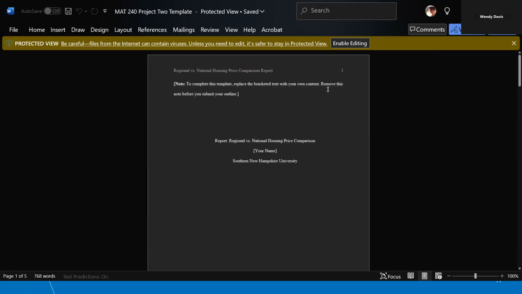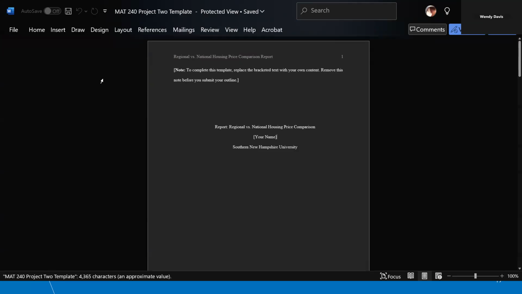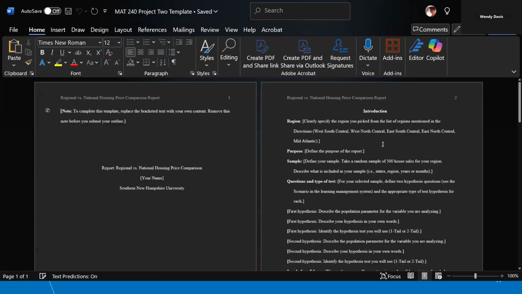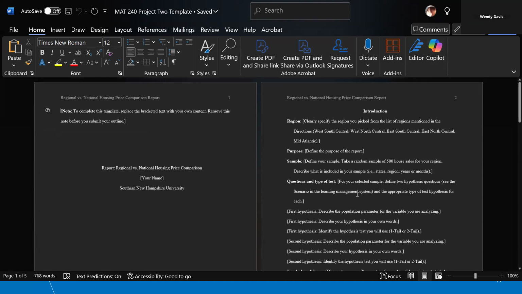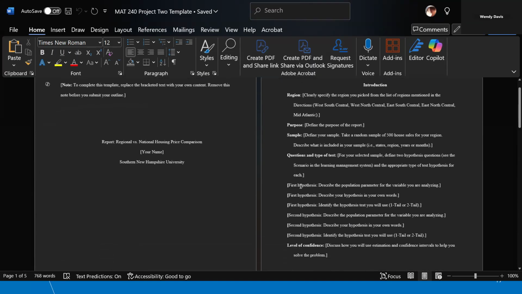Take the brackets off of everything. The brackets just mean you're replacing that. We want this to be in a nice professional look. Please delete all the instructions. You're making your Turnitin scores unnecessarily high. So see how where it says first hypothesis, first hypothesis, first hypothesis? You don't need to say first hypothesis all the same time.